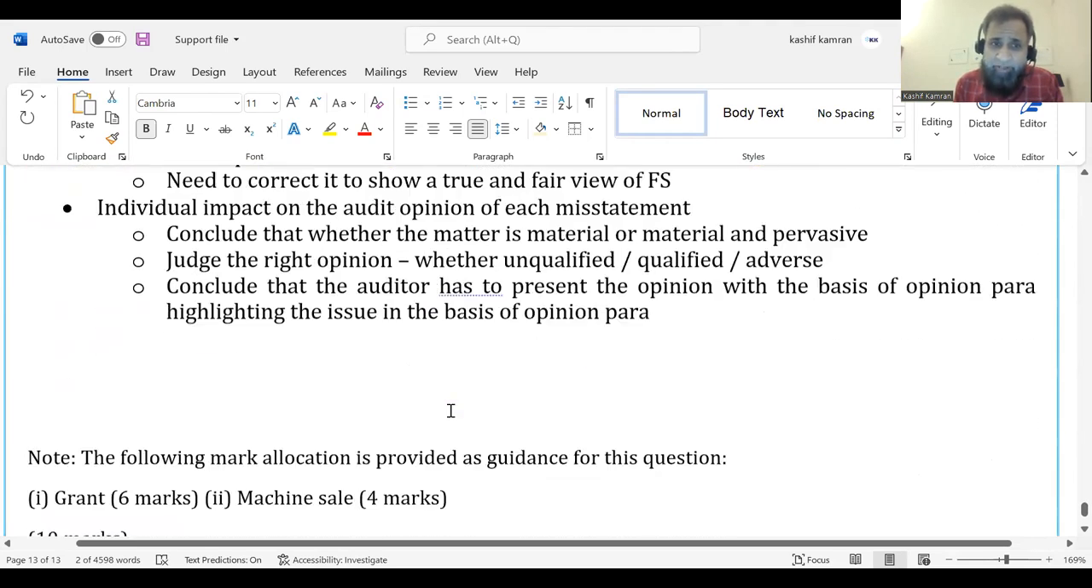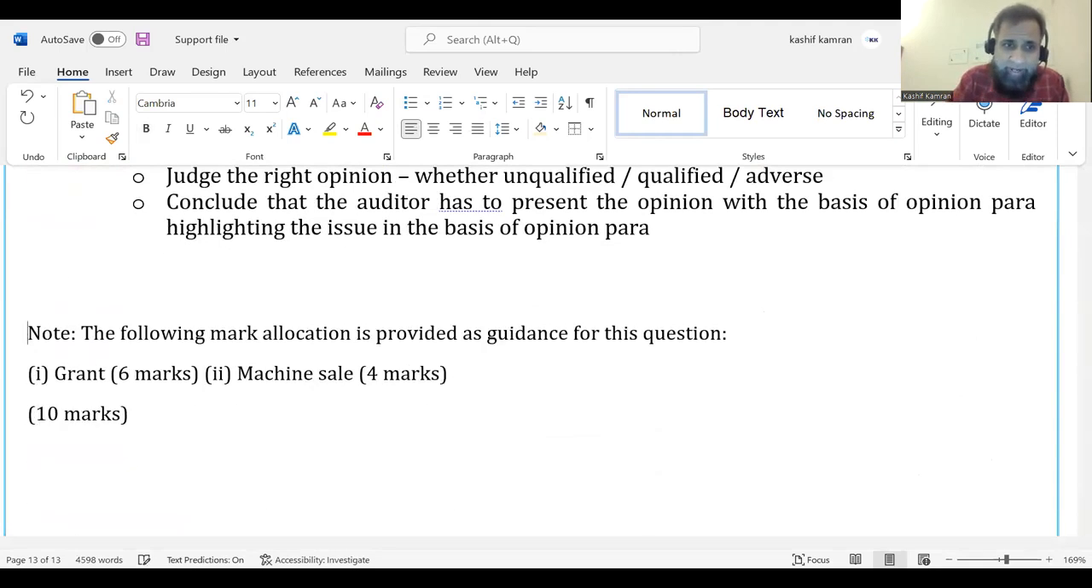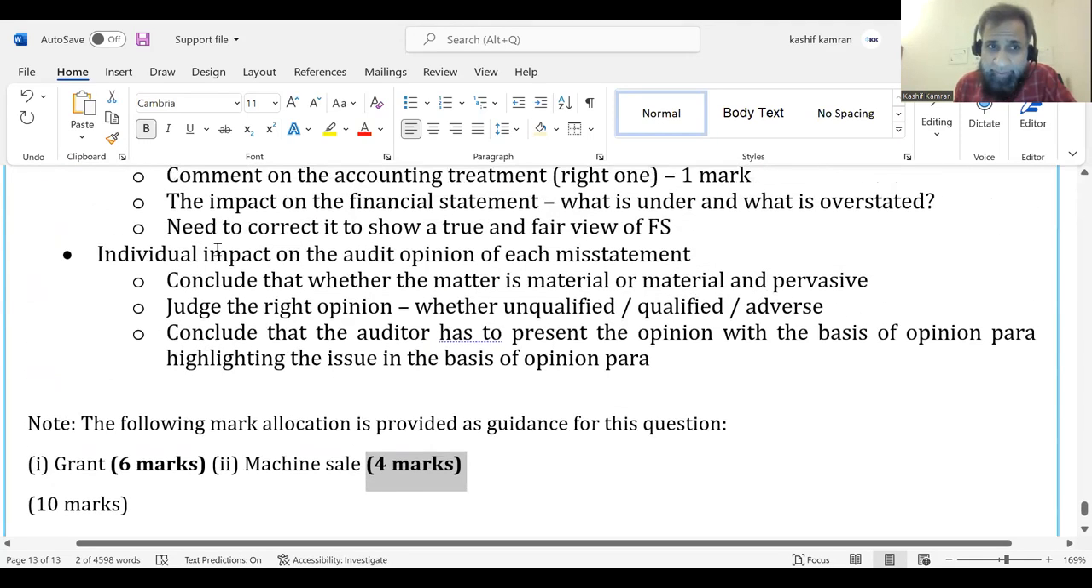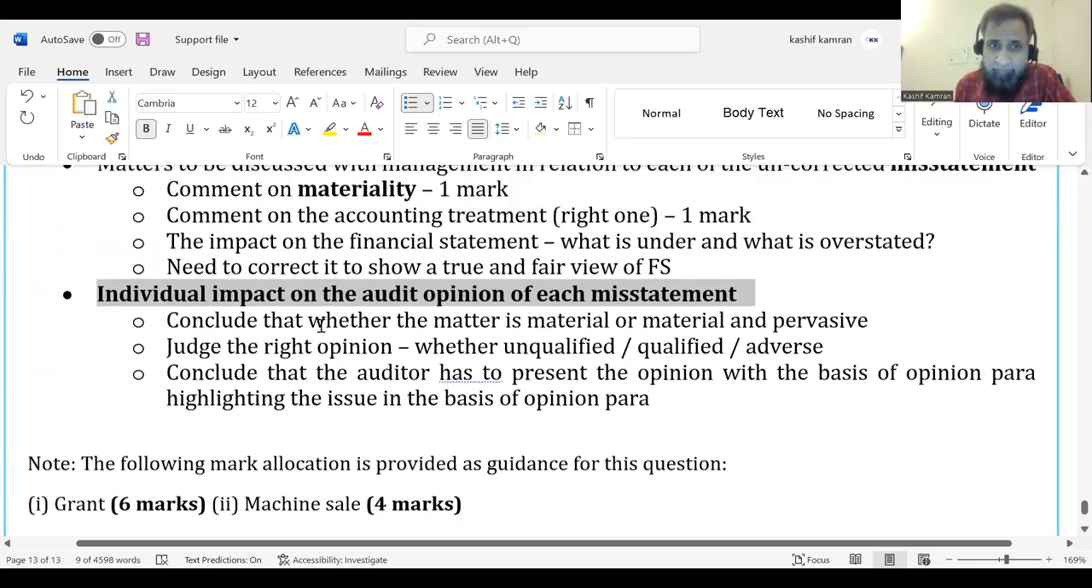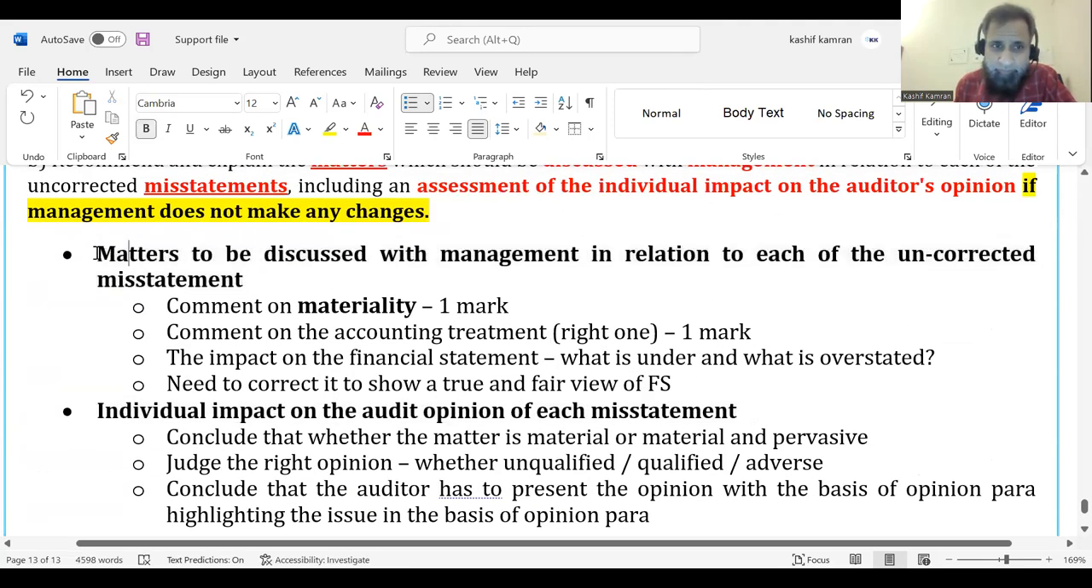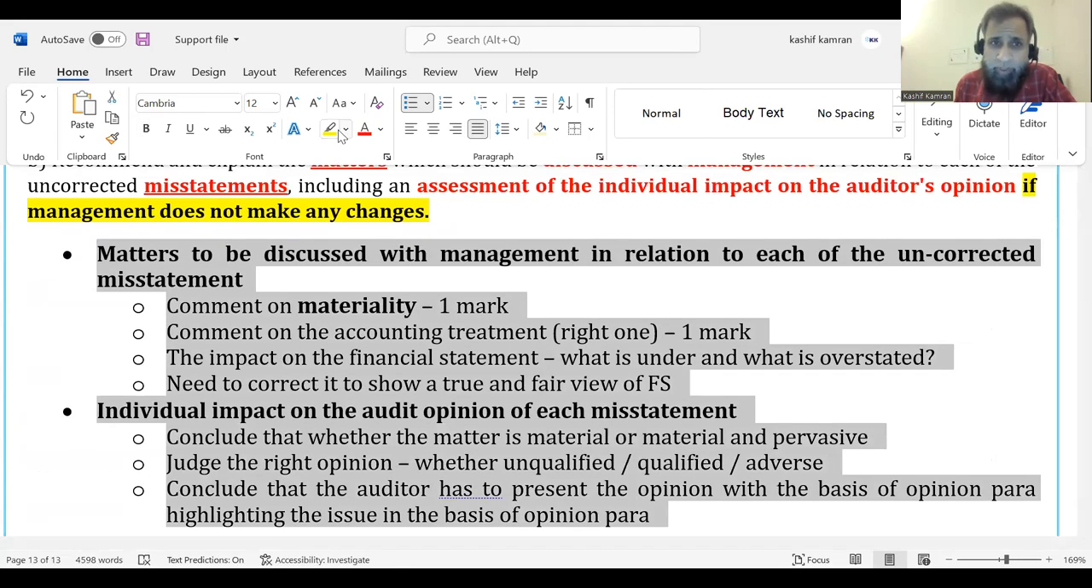The maximum number of marks we need to fetch for government grant: how many marks do we have for the government grants? Just 6. I've just given you a list of 7. And for the machine, 4. Again, 7. So I hope you're clear with the individual impact on the opinion, and you're clear with the matters to be discussed with management, all of you. Because this is quite a common question.